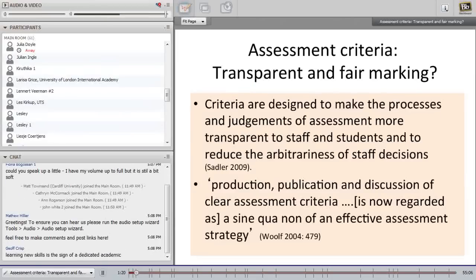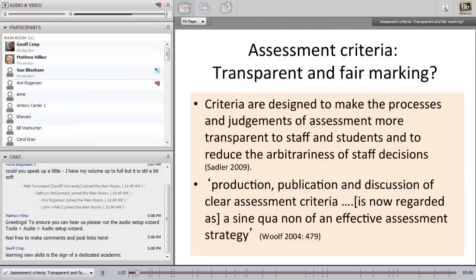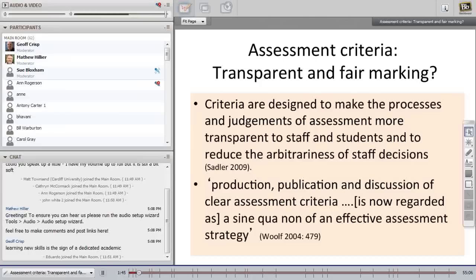So I'm talking about the multiple difficulties with assessment criteria. Just a little background: I imagine if you're interested in this seminar, you're also somebody who is reasonably au fait with the use of assessment criteria. But they've been introduced, in my experience, over the last 20 or so years in higher education, at different times in different national systems. The idea is that they make the processes and judgments of assessment much more transparent to staff and students. They reduce the arbitrariness or subjectiveness of staff decisions.